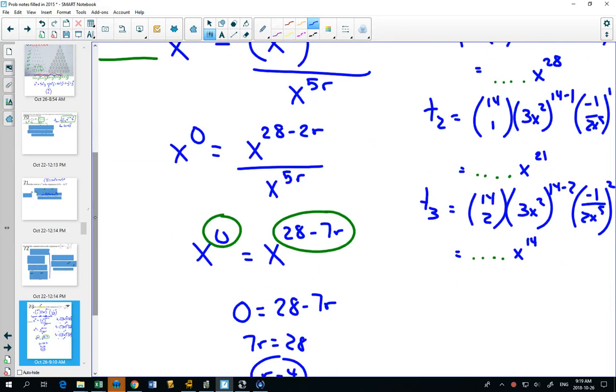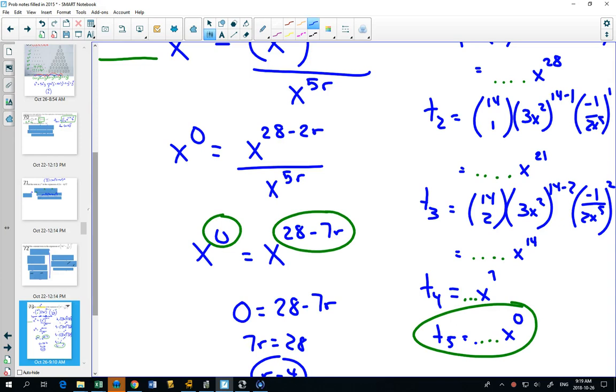So at this point, term 4 would have an x to the 7. Term 5 would have an x to the 0. And this one would be our constant term. It's term 5. Does that make sense that r would be 4, 1 less? So all 3 of those methods help us find out which term it is.